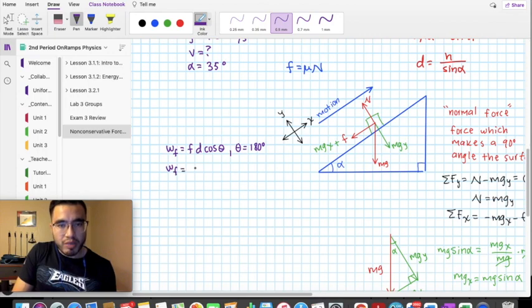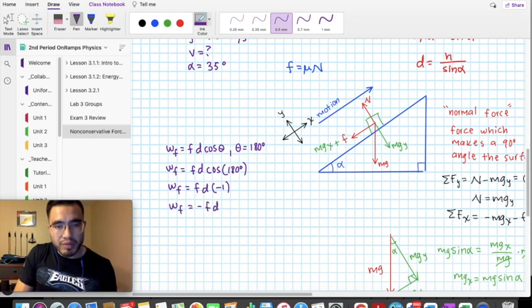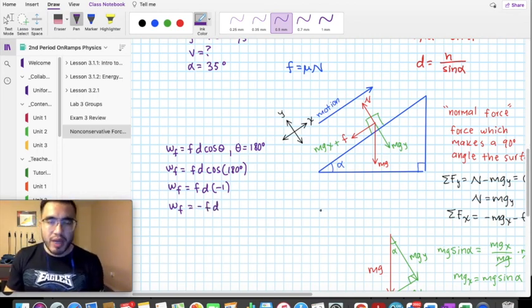So then the work done by friction is force of friction times distance times the cosine of 180 degrees. That is -1. Work done by friction equals force times distance times -1. That is simply negative force times distance. Now let's do a counterexample, okay?